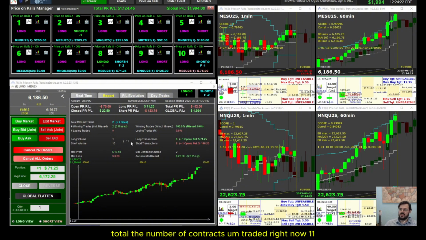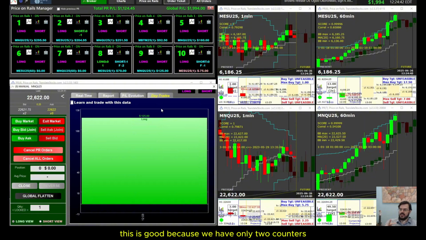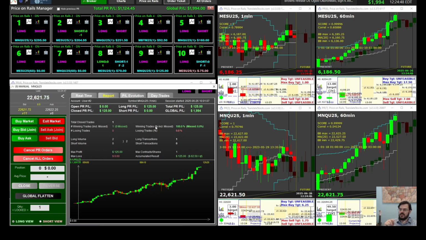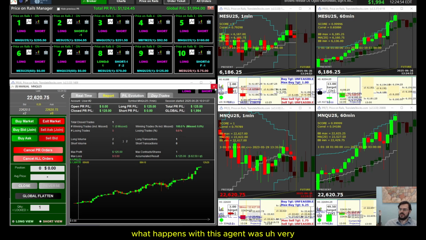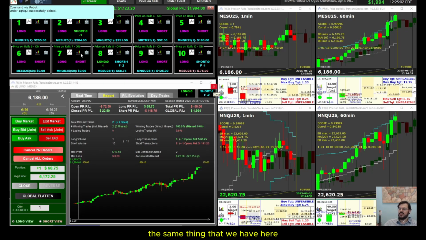The total number of contracts traded right now is 11, but we have only 1 in a real account. 10 contracts were sent to the fake account. And we have the same thing with agent number 9. So with 1 contract, we have $72. And this is good because we have only 2 contracts, both sides. And this is 125. This is actually what happens with this agent. It was very, very smooth. So 2 contracts, $200. 2 micro contracts, $200. The same thing that we have here.